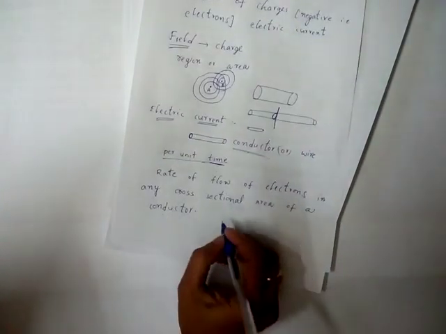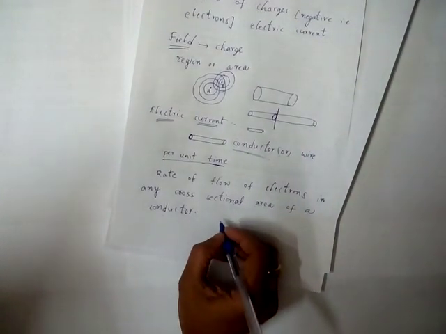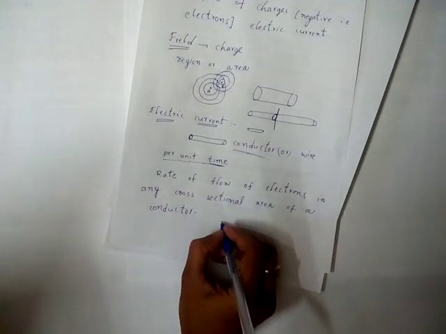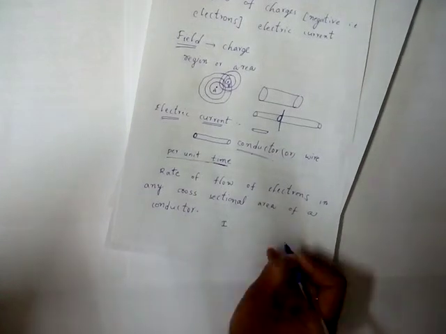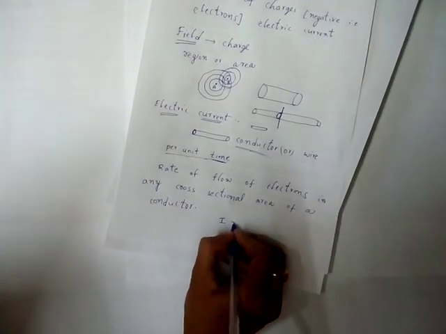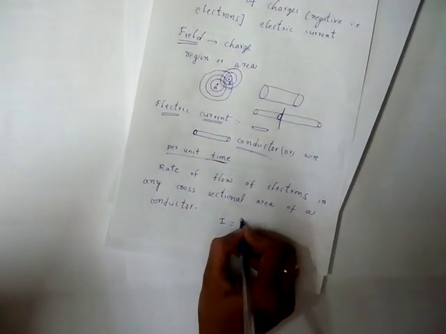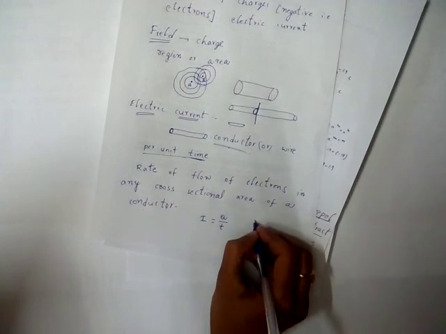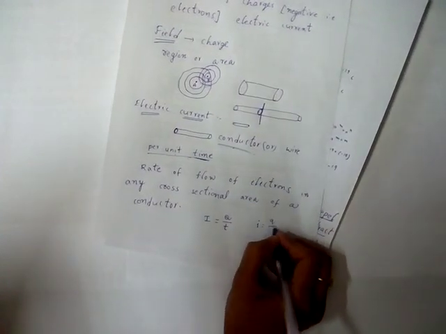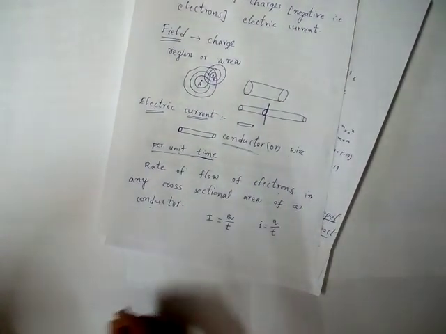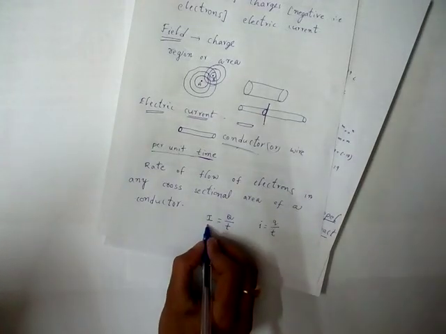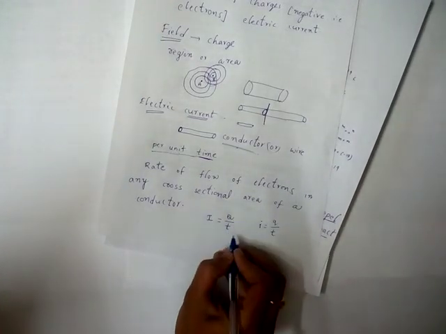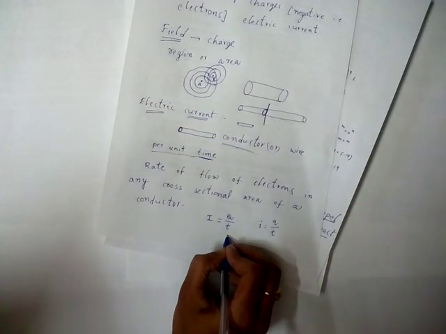So mathematical expression of electric current and letter denotation. Electric current is denoted with letter I. I is equal to Q by T, charge by time. And in some books they write in small letters also. You can take i is equal to q by t also, depending upon the book. So here I means current, Q means charge, T means time.